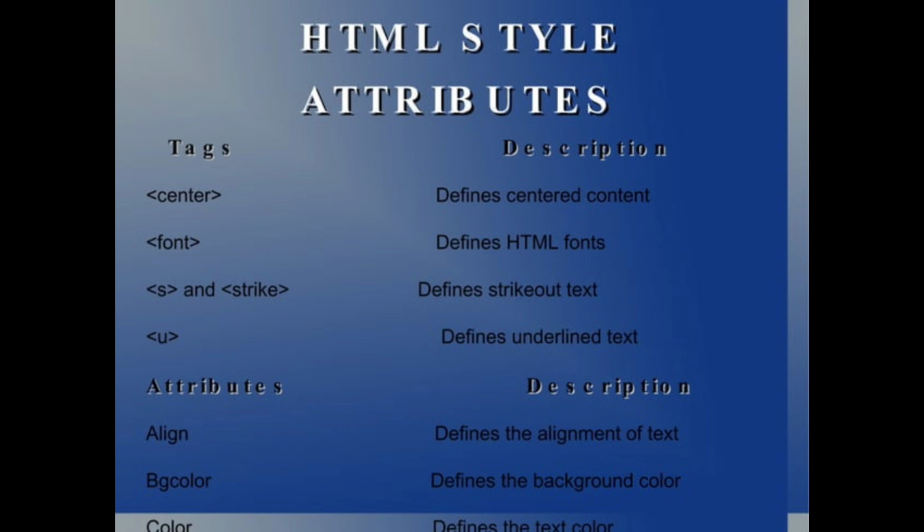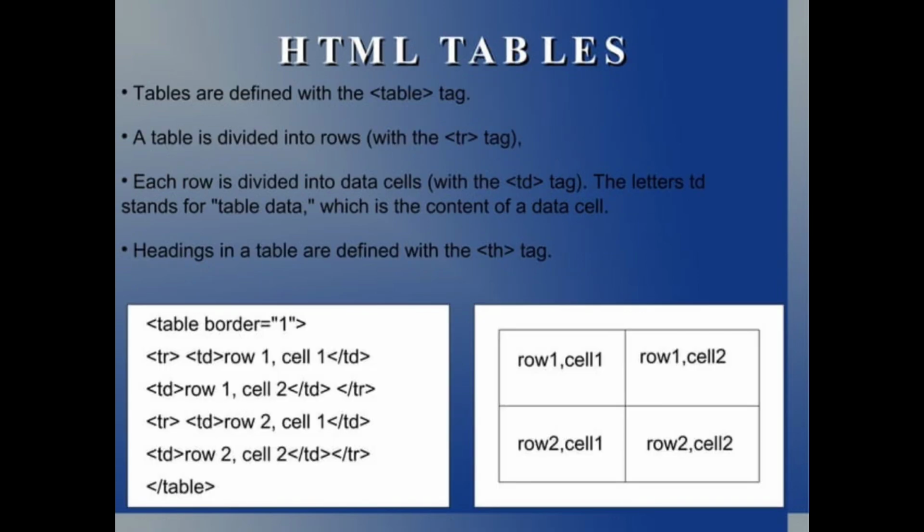Next, what are the HTML style attributes? First, the tags and their descriptions. What are the tags in HTML? Center: we will center the content. Font: we define the HTML font. The S tag means strike out the text. The U tag means underline the text. Align means alignment of text. BG color means background color. Color means just the text color. These are the style attributes in HTML.